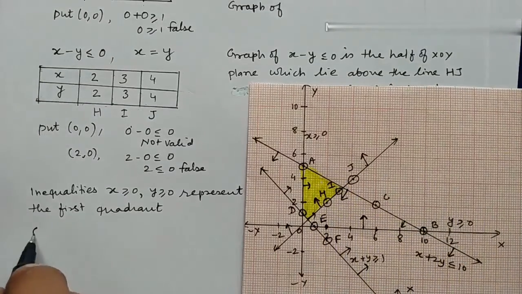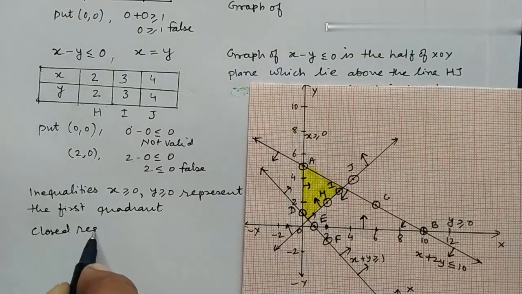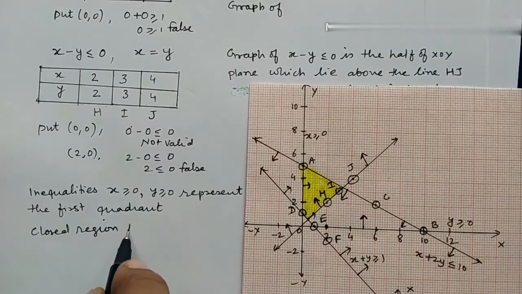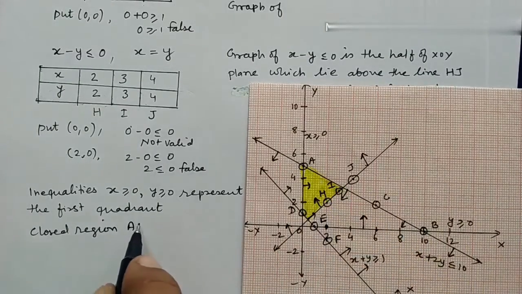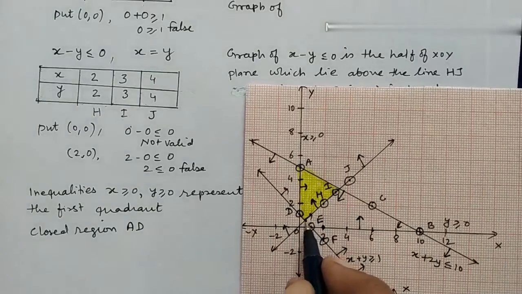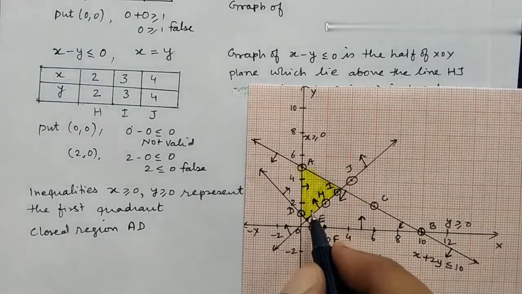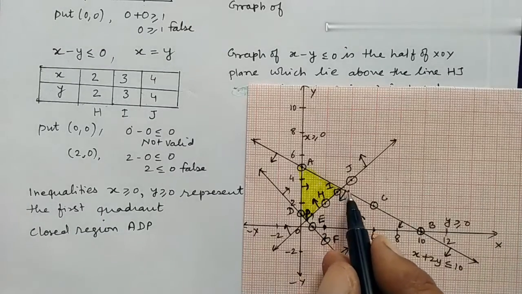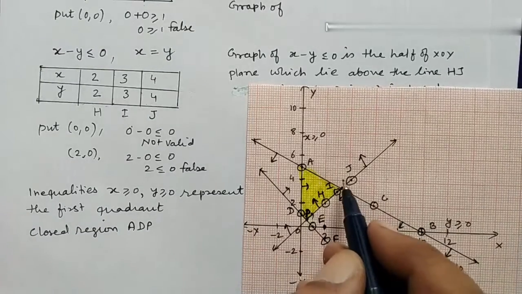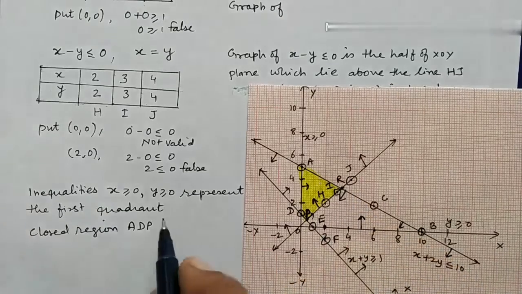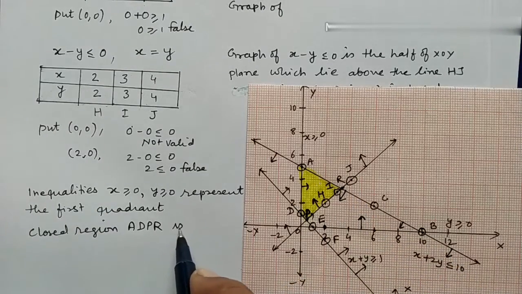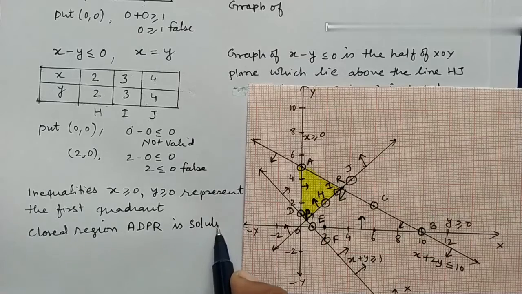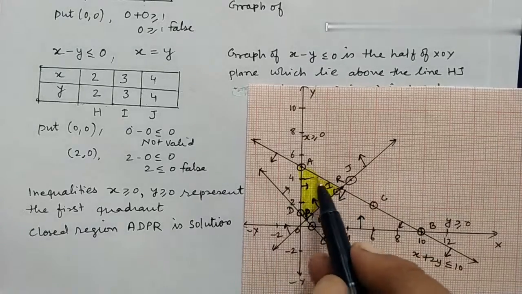Okay, so the closed region: this is A, then D, then here we can mark P, then here we can mark R. This is the solution. All understand? This is the solution.